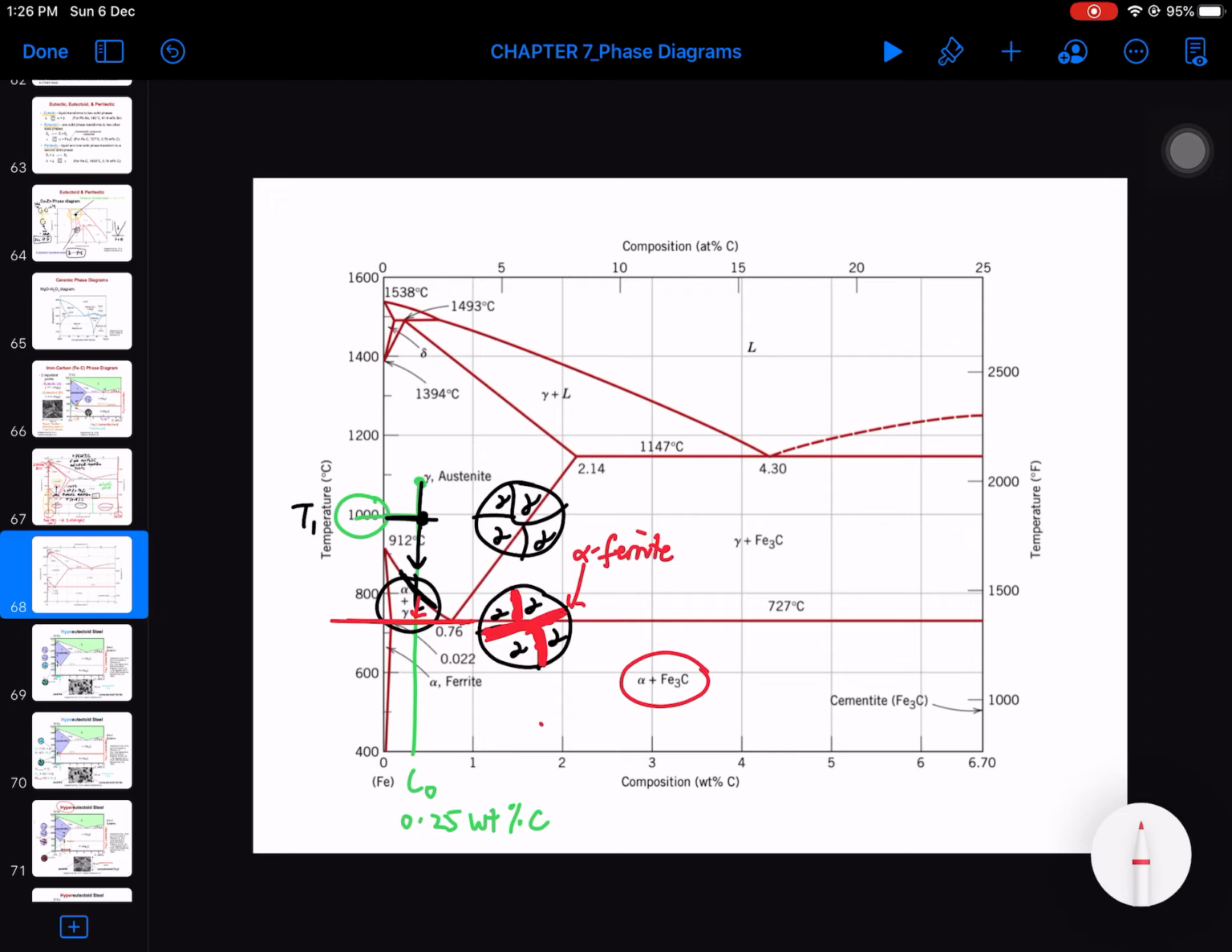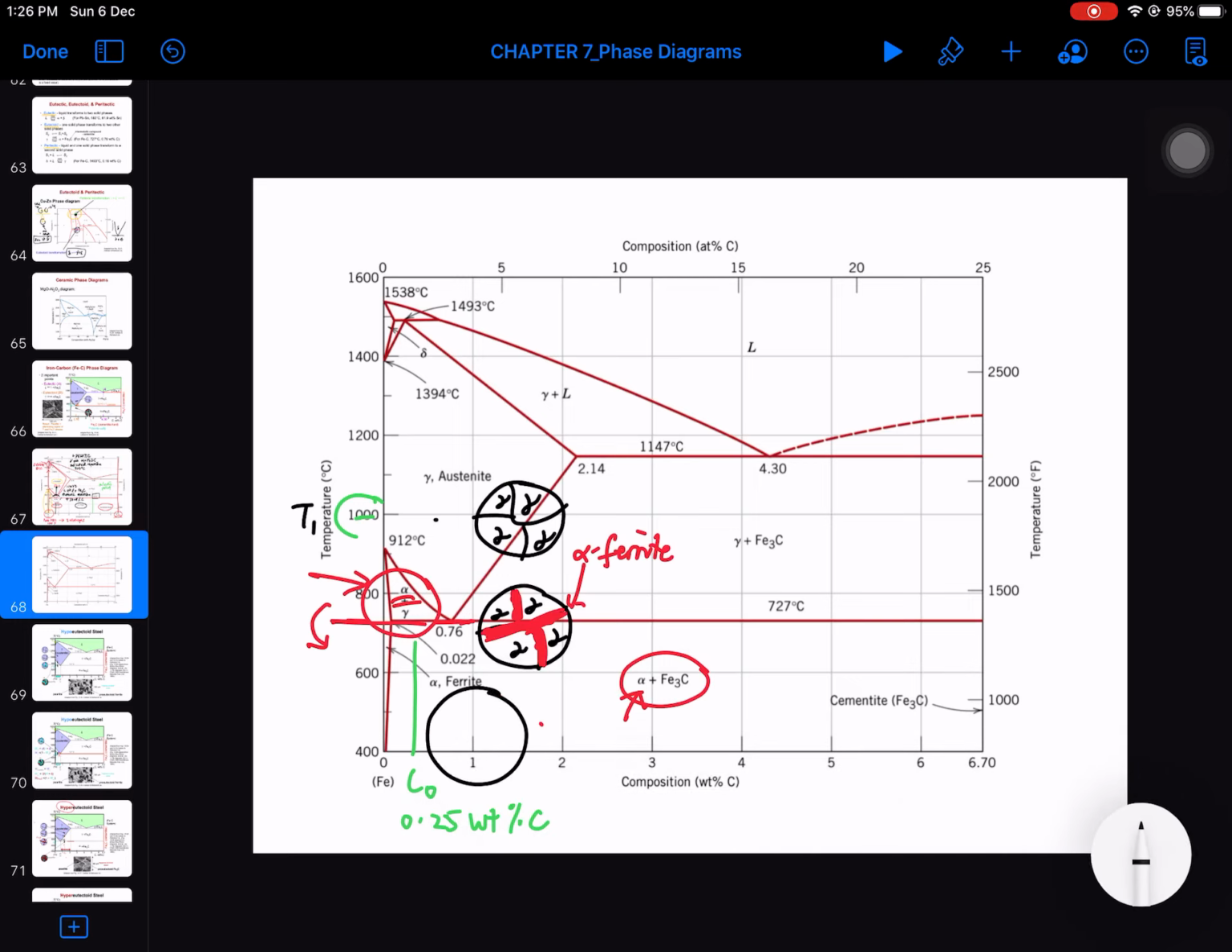Now, within the alpha plus gamma region here, let me just make it a bit clear for you. Within this region, we have the alpha started to grow at the grain boundaries of the austenite. And then when we cross the eutectoid temperature at 727 degrees centigrade, we come to a new phase, which also has alpha ferrite, but this time this alpha ferrite is combined with cementite. So the resultant microstructure will look something like this.